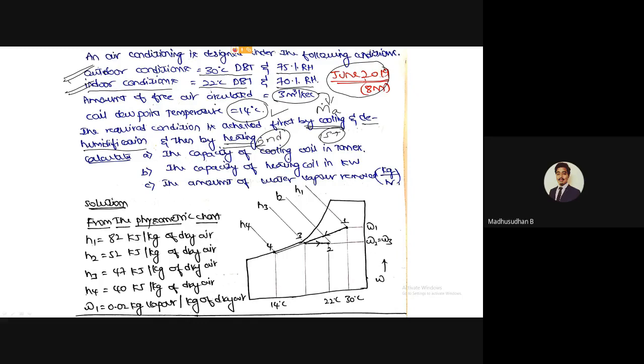So what we are supposed to determine in this problem: the capacity of the cooling coil has to be found out, the capacity of the heating coil has to be found out, and the amount of water vapor removed has to be found out. So if you calculate all these three values, you'll get 8 marks for this problem.